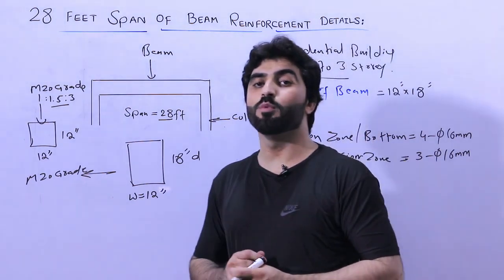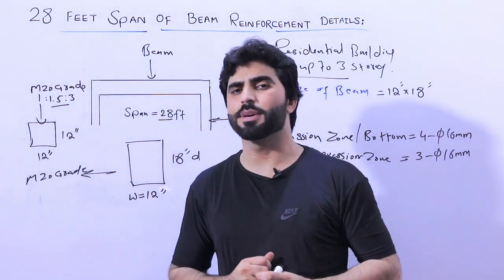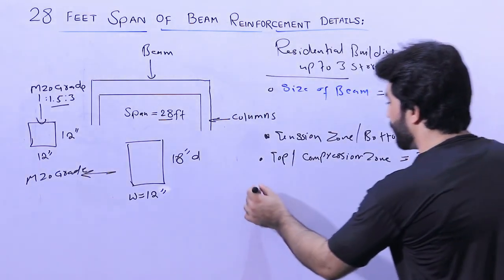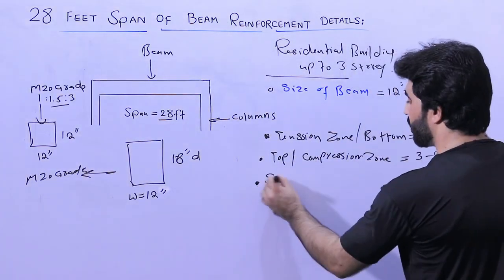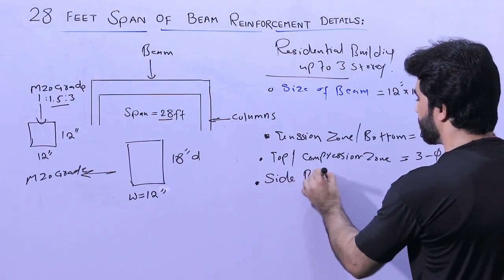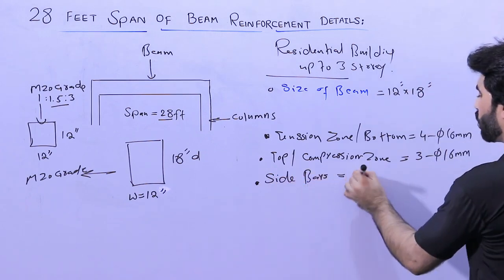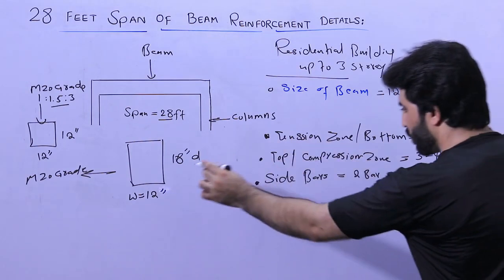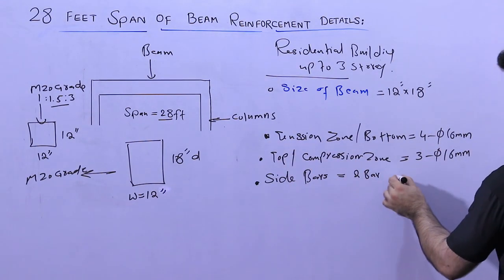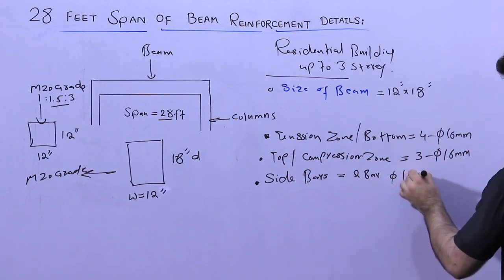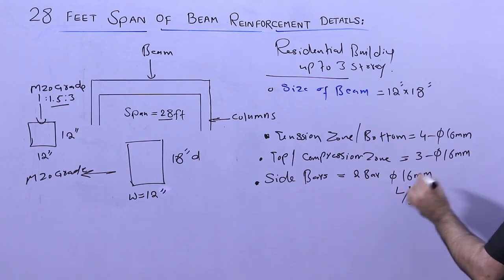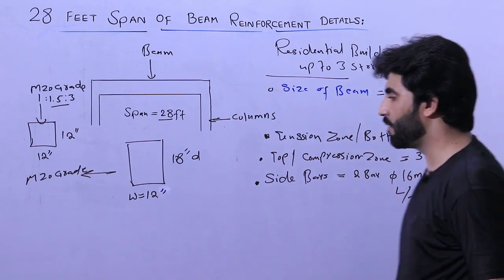As for where you can take the size of the beam, in many videos I have already discussed it, so now I am guiding you. The other one, guys, is side bars. We provided 2 side bars. I am guiding you practically, and the dia was 16 millimeter, but at the distance of L by 3. Now let me guide you in detail on this.